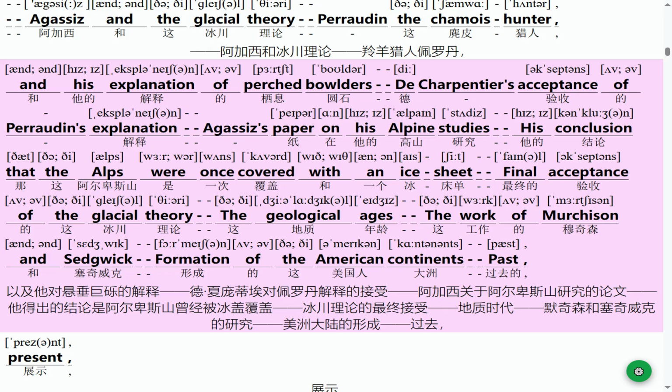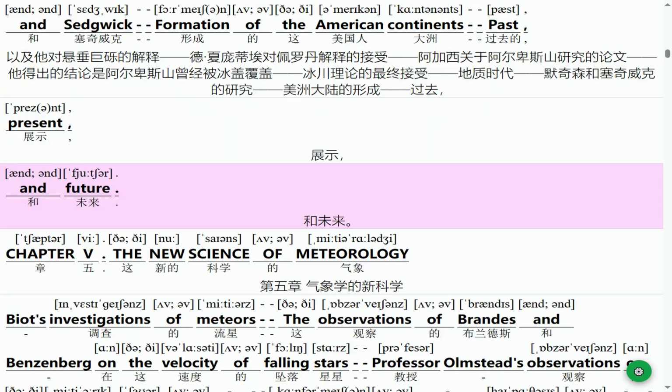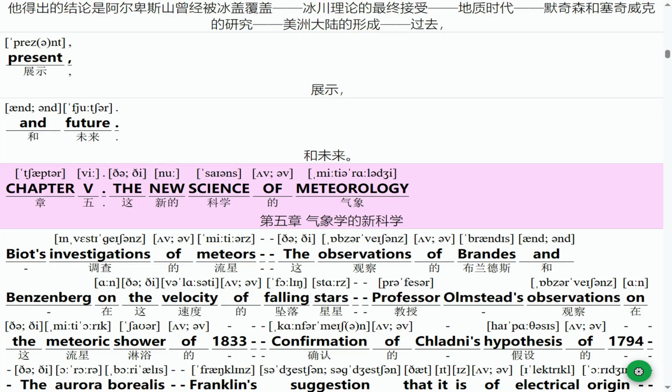The geological ages. The work of Murchison and Sedgwick. Formation of the American continents. Past, present, and future. Chapter 5. The New Science of Meteorology.